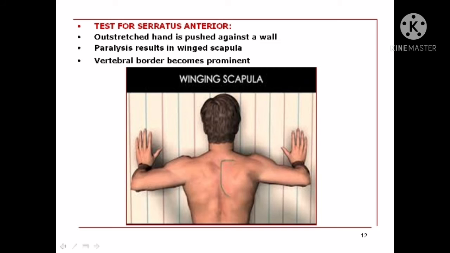Sometimes during a surgical procedure, the long thoracic nerve gets injured. When it gets injured, the serratus anterior muscle gets paralyzed. When it gets paralyzed, the patient is unable to push or to punch. We ask the patient to push the wall with outstretched hands. If the paralysis is there, the medial border of the scapula on the paralyzed side wings out, and this is called the winging of the scapula.